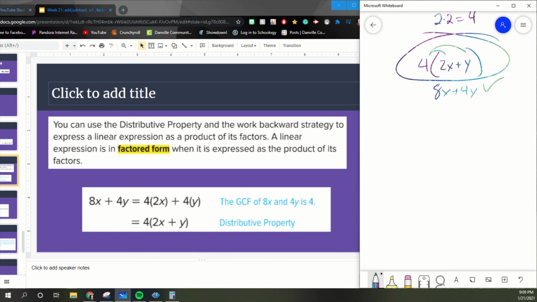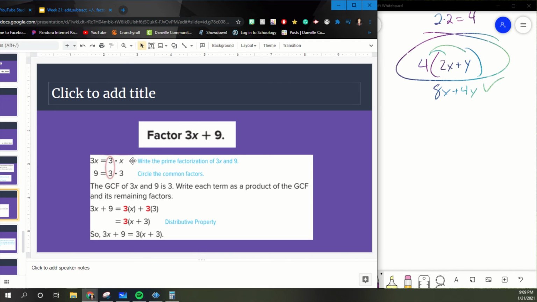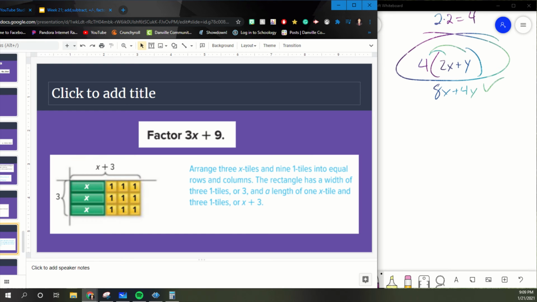You can re-show this using factors, just like this example shows, so you can pause the video and read through that. You can also represent this with algebra tiles. So if I arrange these into a rectangle, I'm going to get 3 rows. So there's where my 3 is. And in each row, I have 1x, 1, 1, 1. So I have an x plus 3. And that's where we get this 3 times x plus 3 from when I factor 3x plus 9.